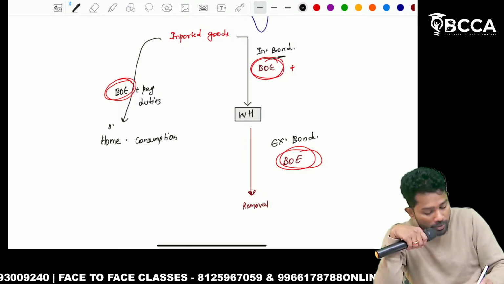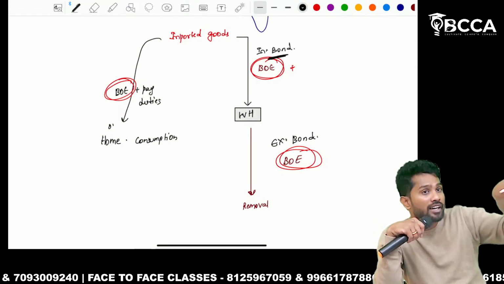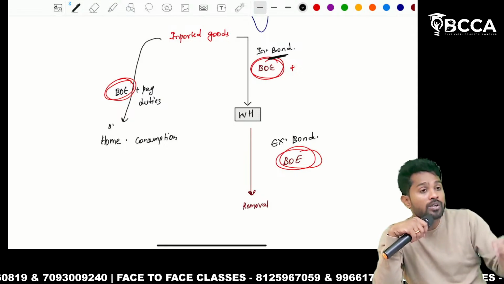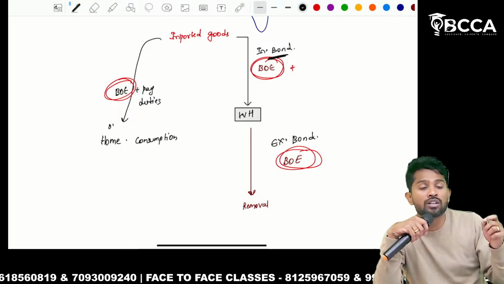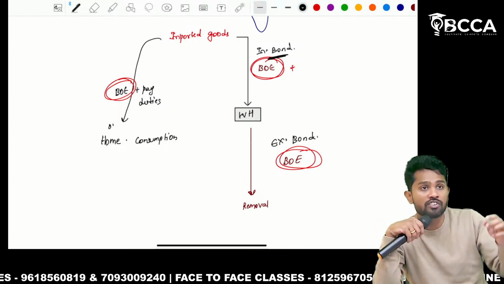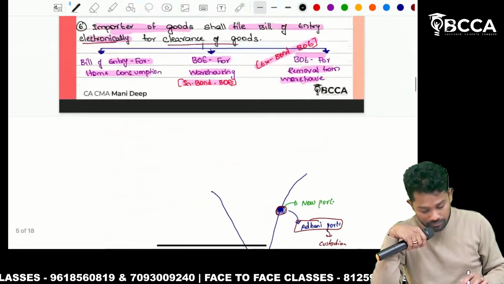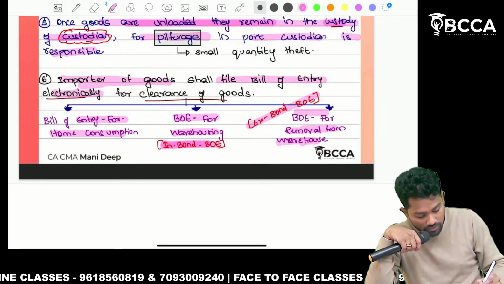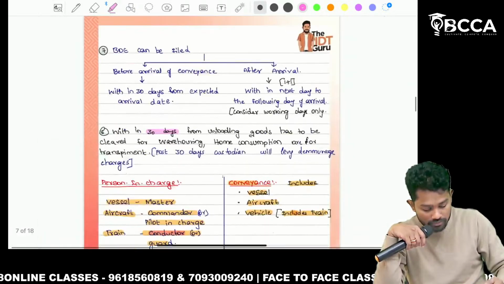So in-bond bill of entry is when you are sending goods to the warehouse. Ex-bond bill of entry is when you are removing goods from the warehouse. Sending goods to warehouse, in-bond bill of entry. Removing goods from warehouse, ex-bond bill of entry. Is it clear? Okay.